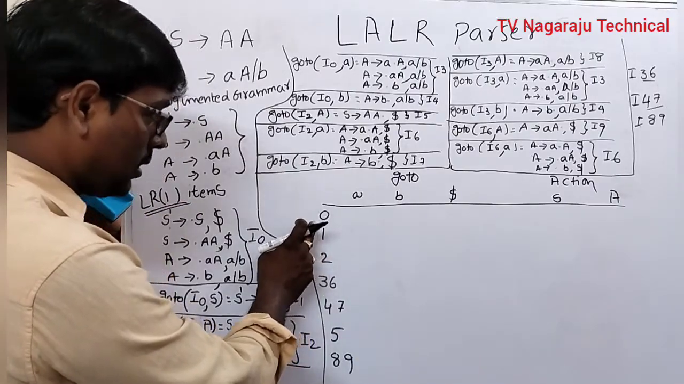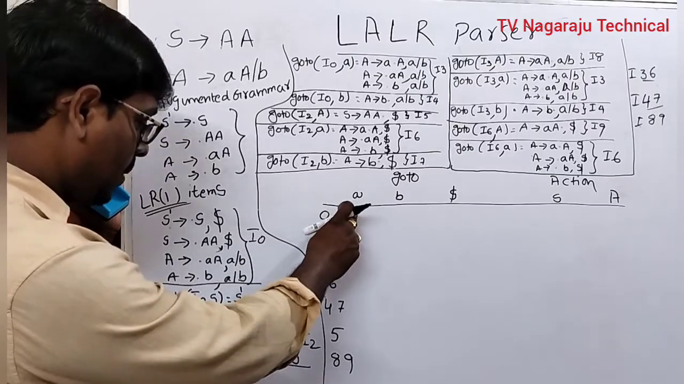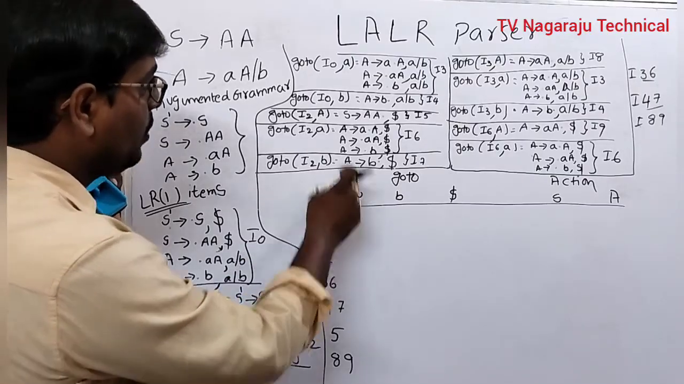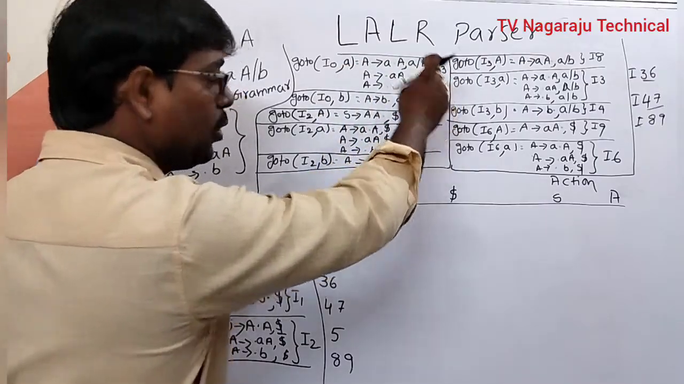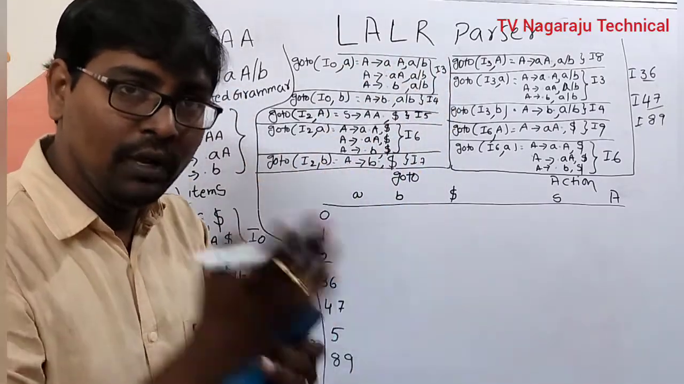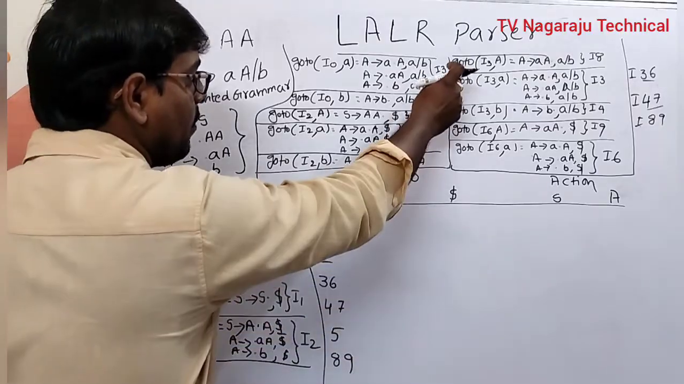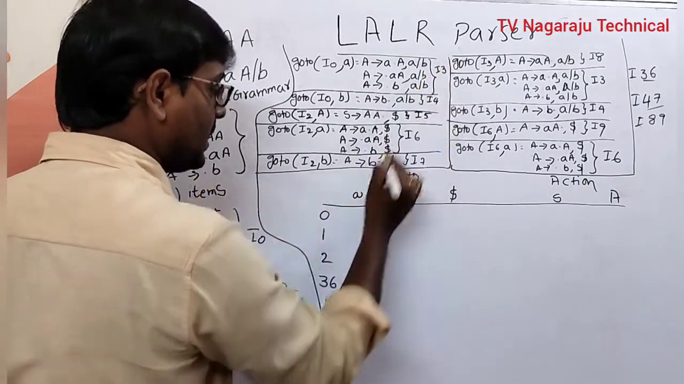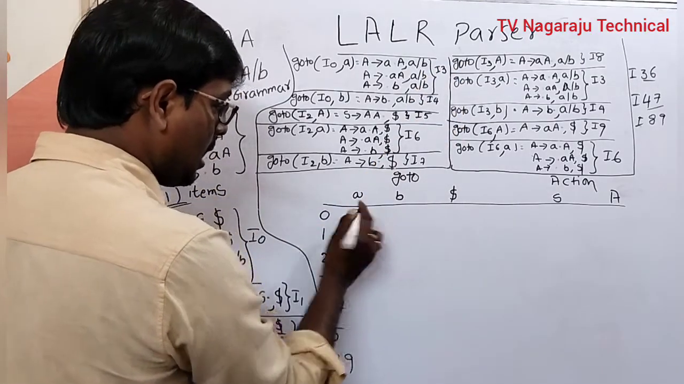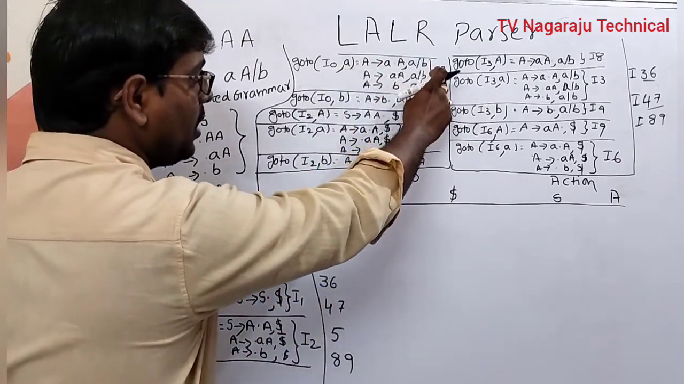On state I0, if you are on terminal small a, where are we moving? On I0, on terminal a, we are moving into I3. If you are moving, that is called shift. So instead of writing I3, shift is represented as S3. You got it? On state I0, by terminal a, we are moving into I3.